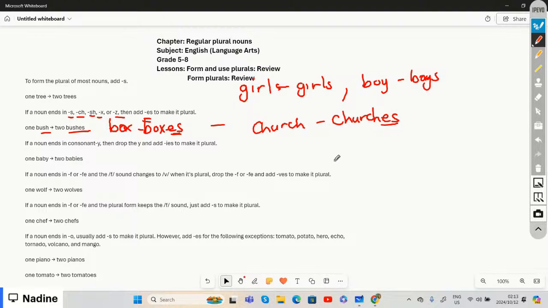All right. And then we have the next one. It says if the noun ends in a consonant plus Y, like for example family, then we drop the Y and we add IES to make it plural. If we look at an example, it says one baby, two babies. So it's baby, we drop the Y, we add the IES, babies.